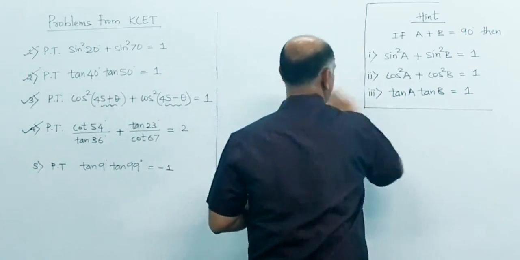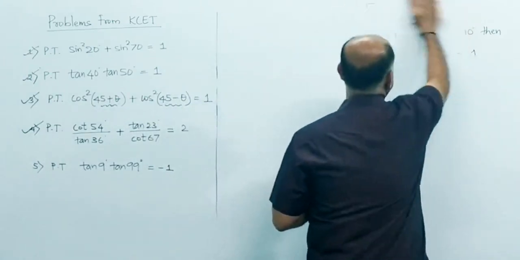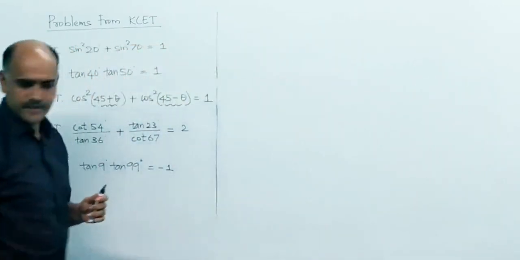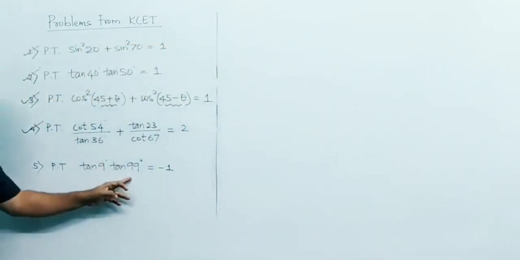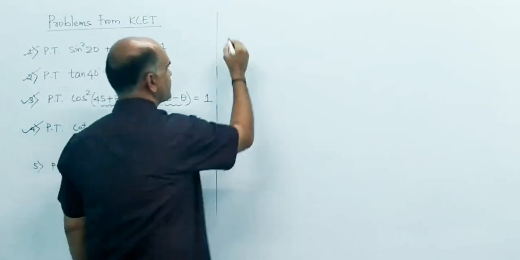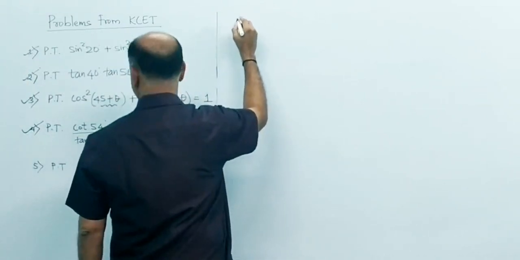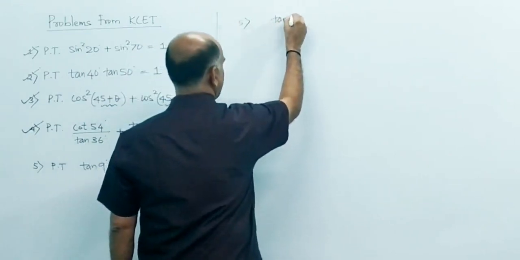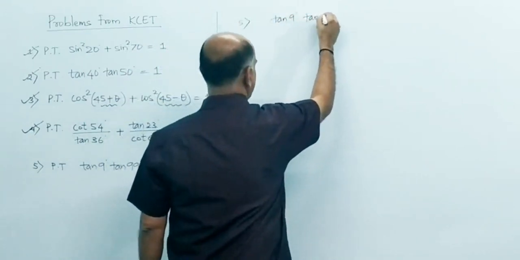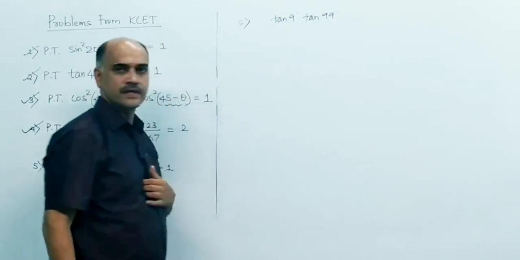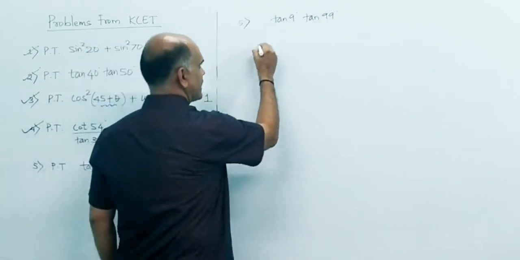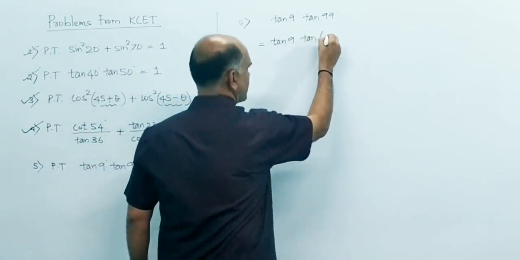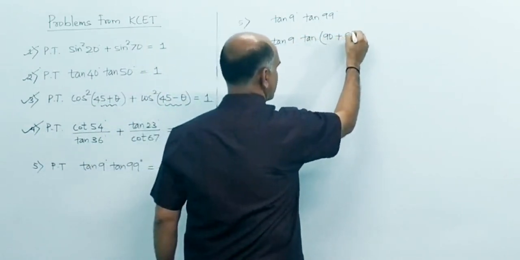Now the fifth. Again in the fifth, if you observe, one angle is greater than 90. So 99 can be written as 90 plus 9. So the fifth one is tan 9 into tan 99. This tan 9 I will keep as it is. Tan 99 I can write as tan of 90 plus 9.